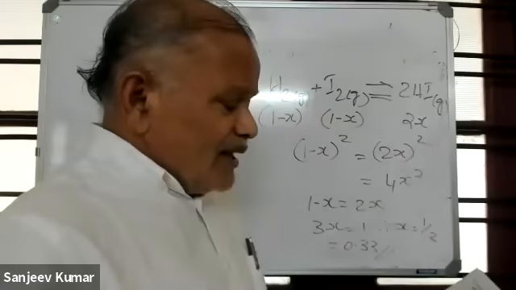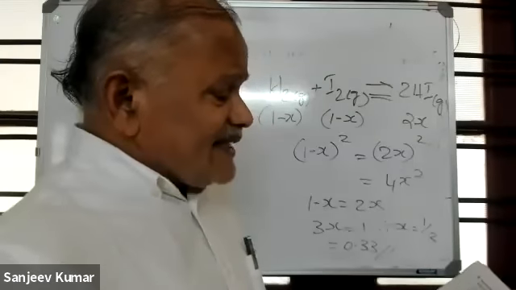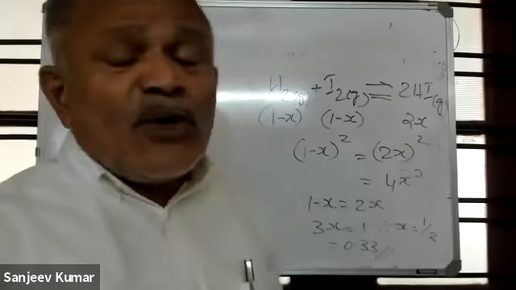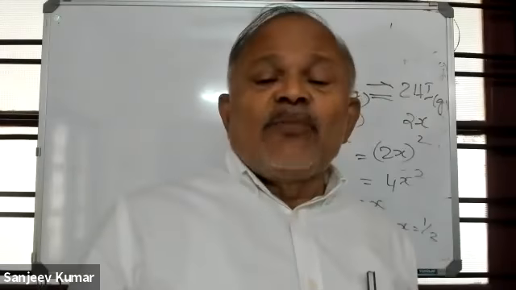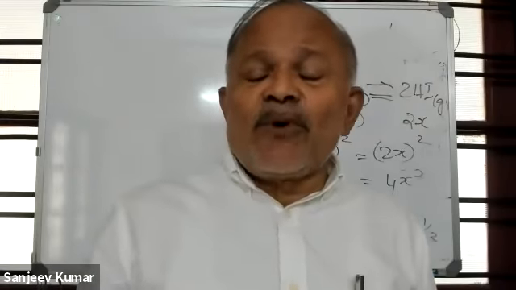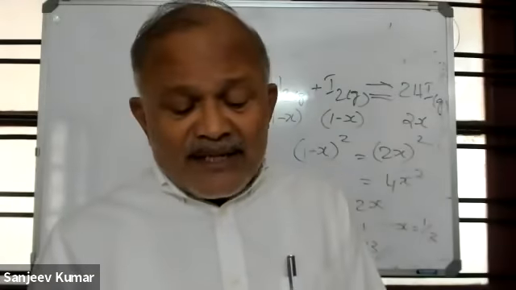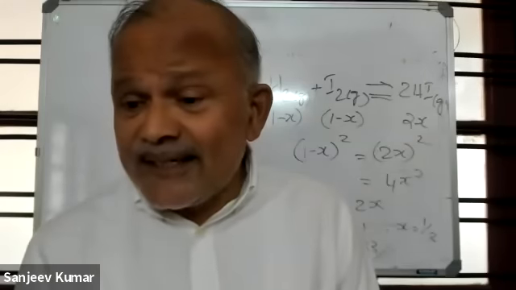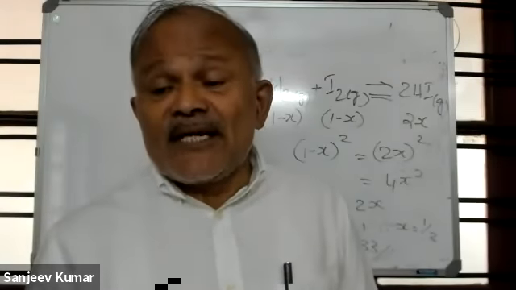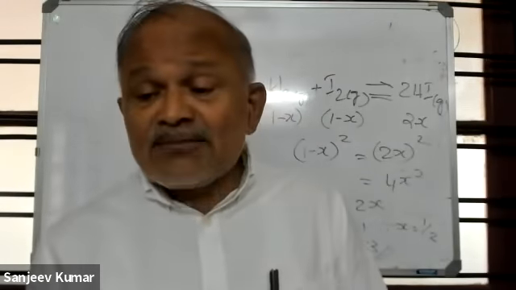And therefore, the percentage of iodine that reacted will be 0.33 into 100. Alpha is equal to 0.33, or x is equal to 0.33, and therefore the percentage of iodine reacted will be 0.33 into 100, that is 33%. Therefore, the answer is B.